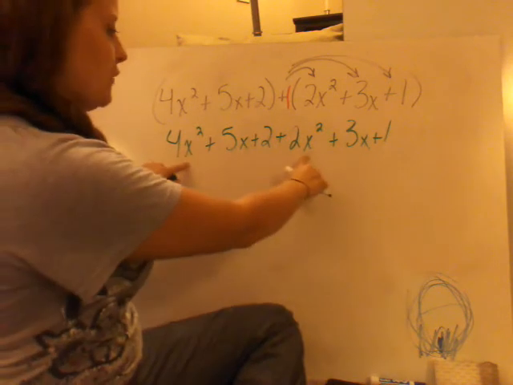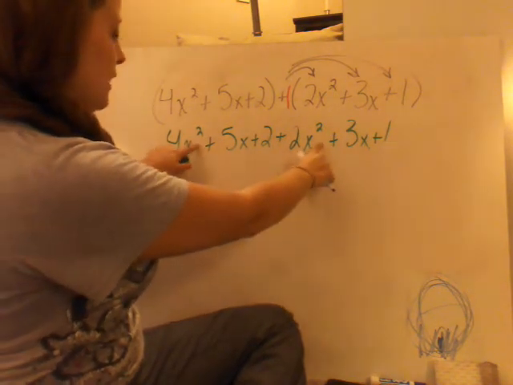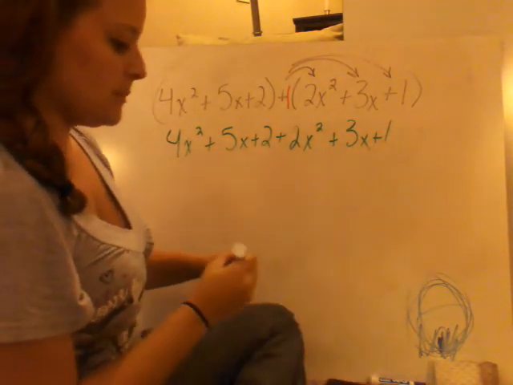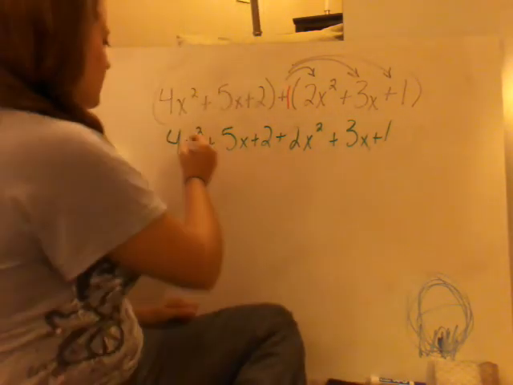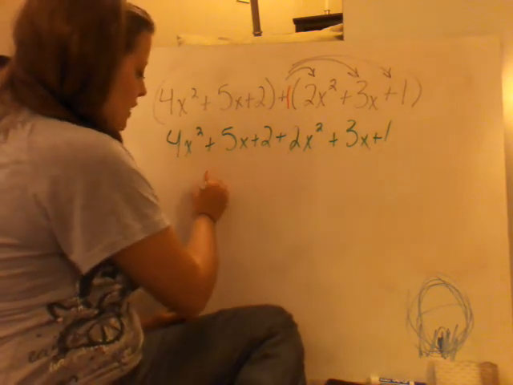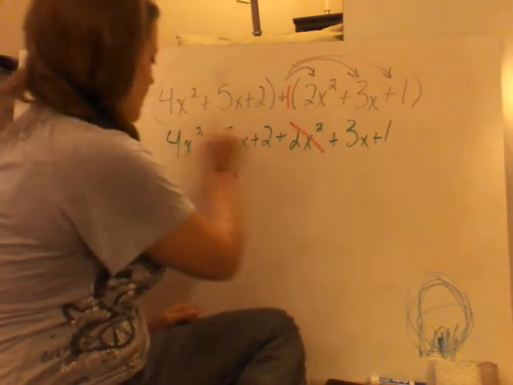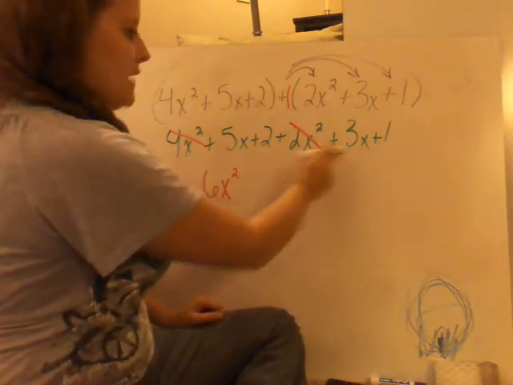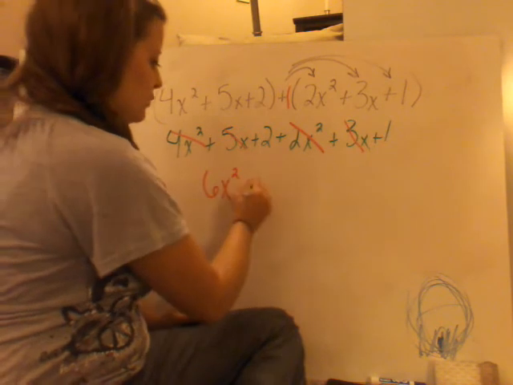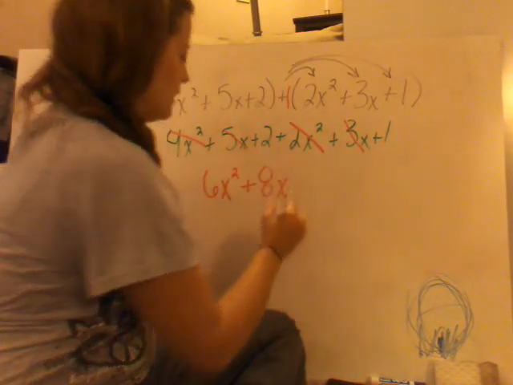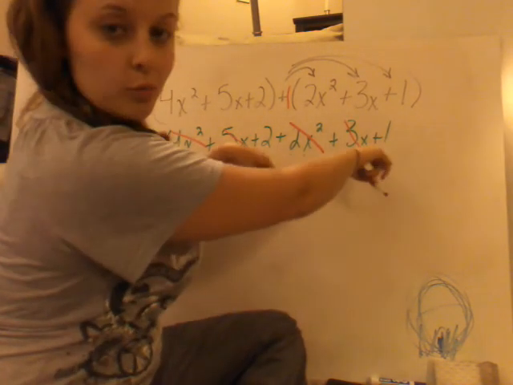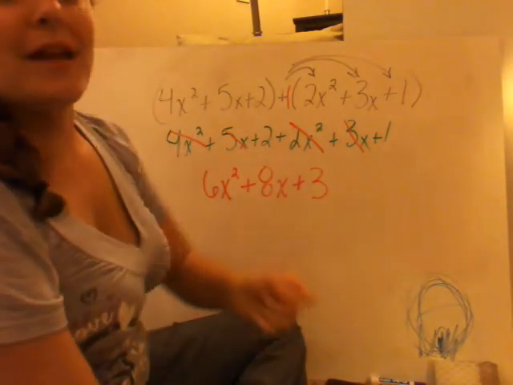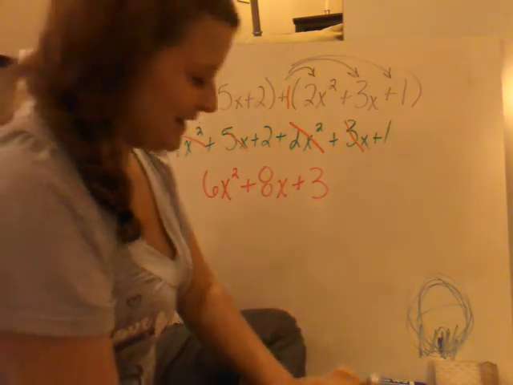Now I'm going for my coefficients. So my coefficients for here, I've got x to the second and x to the second, so I can combine those. So I'll go back to the red. So I've got 4 and 2, 6x squared. So I can cross those out. Now the next ones that I have that are alike are x's. 5 and 3 is 8. So plus 8x. And then last but not least, 2 plus 1 is 3. The end. Alright.